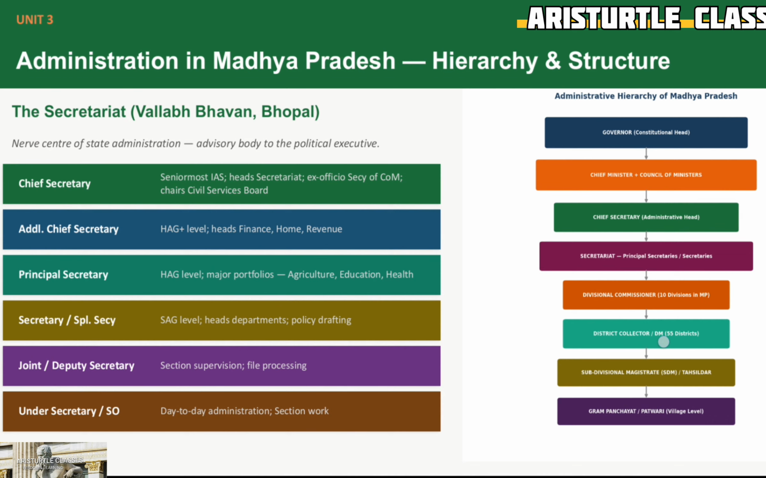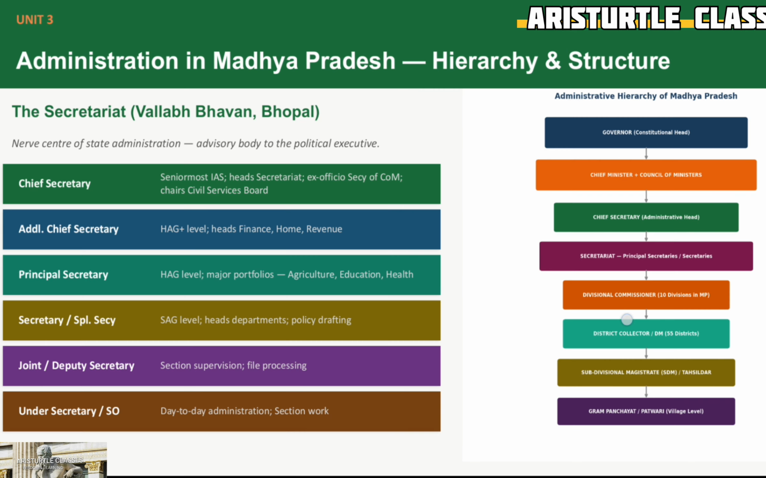Then below the chief minister, we have additional chief secretary. Then we have principal secretary. Then we have secretary or special secretary. Then we have joint secretary. Then we have under secretary. So these are some positions on the apex level of bureaucracy in Madhya Pradesh. They all sit in Vallabh Bhavan near the Vidhan Sabha Bhavan in MP.